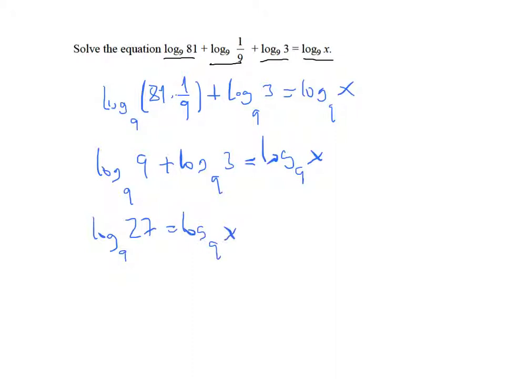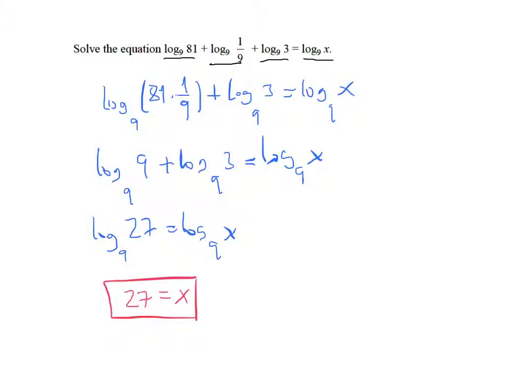And well, if log base 9 of a number is equal to log base 9 of another number, it must be that those numbers are equal. So indeed, I just end up saying, well, 27 is equal to x. And that would be the way to solve this exercise.